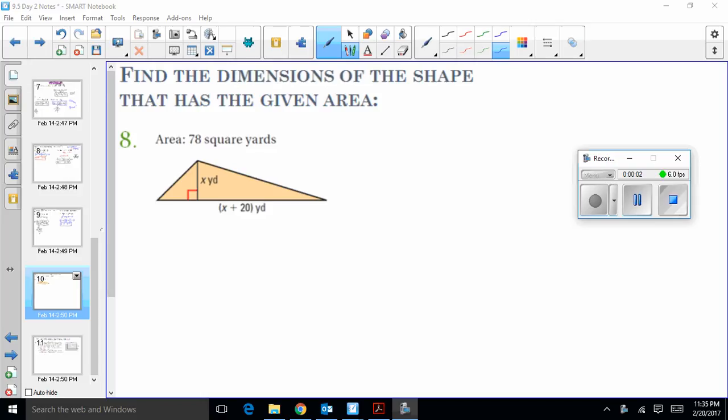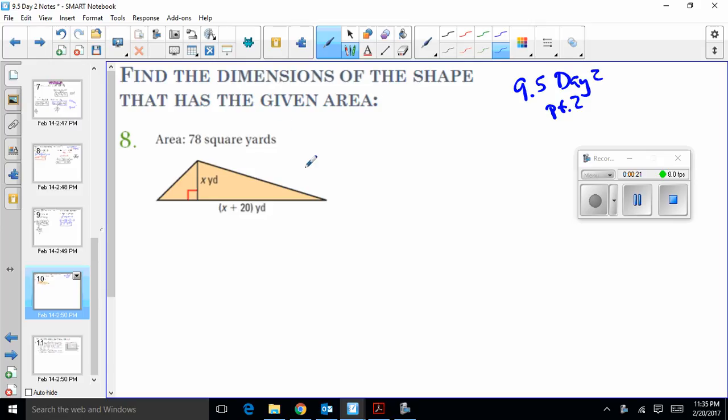Okay, guys, I'm back, and we're gonna finish up 9.5, day 2, part 2. There's just 2 more slides, 2 more problems for us to do, so let's finish them up. We're supposed to find the dimensions of the shape that has the given area.